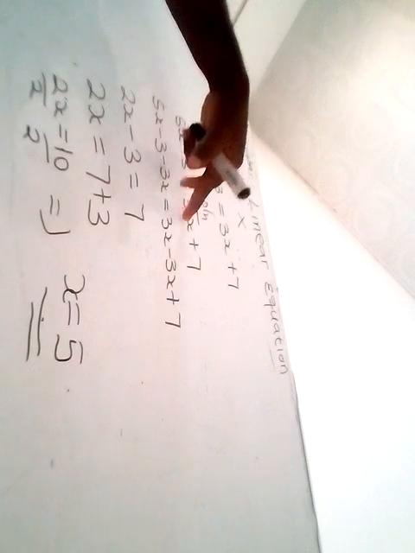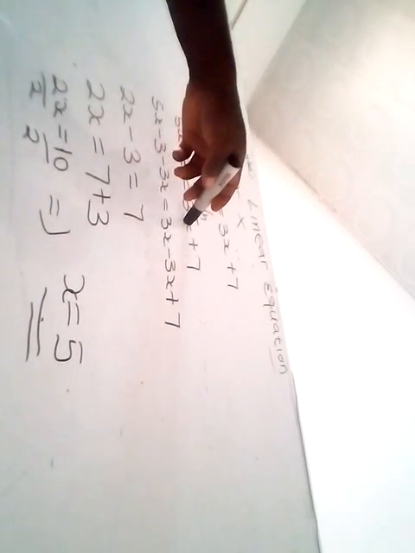So let's look at this. We want to get rid of the 3x. So what must we do? We have to subtract 3x from both sides. You see we have the left hand side and the right hand side. So we will subtract 3x from this side, and then 3x from this side.